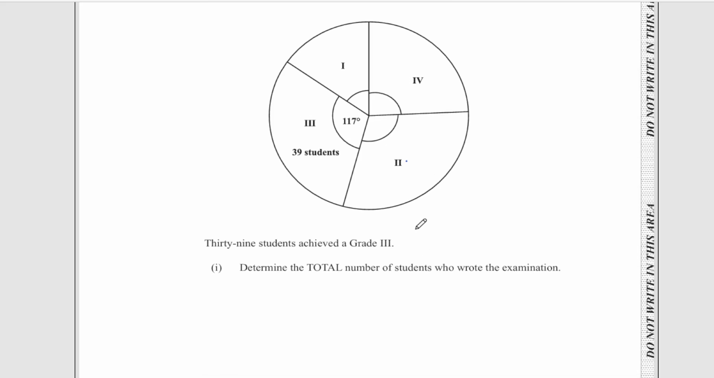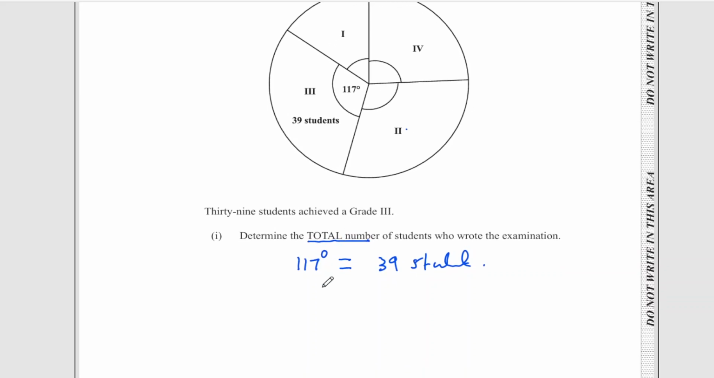Right. So anytime we need to find out the total population in a pie chart, right? And all we have is the information for angle and how much that angle referred to, we equate these two together, right? So what we could say here is 117 degrees represents 39 students, right? 117 represents 39 students. And if they want the total number, is when we find for 360 degrees, right? That is the whole. So if 117 is 39, we have to find how much 360 is.